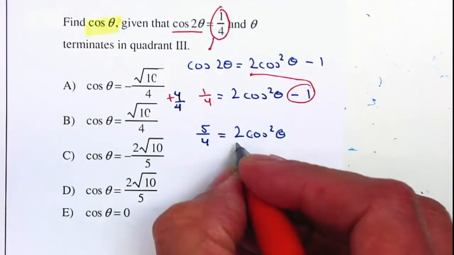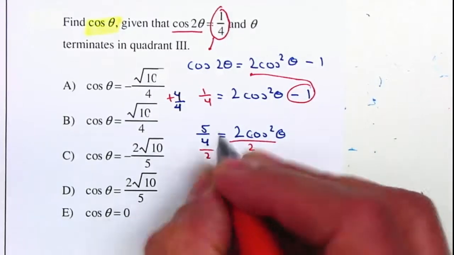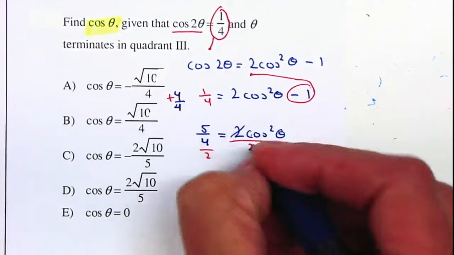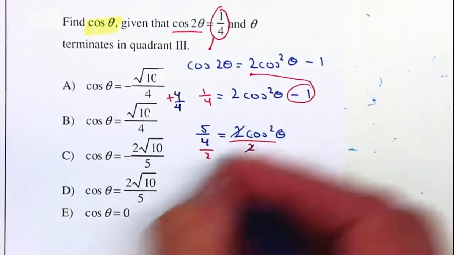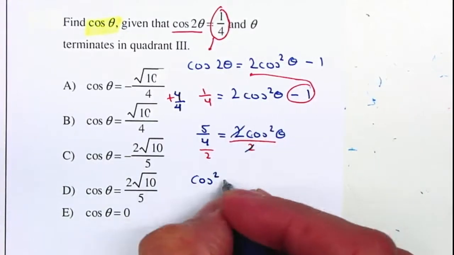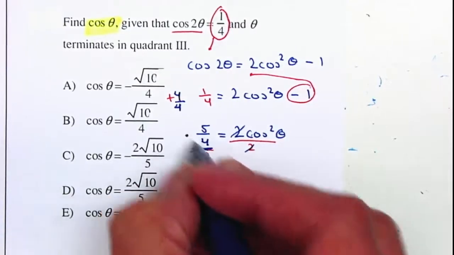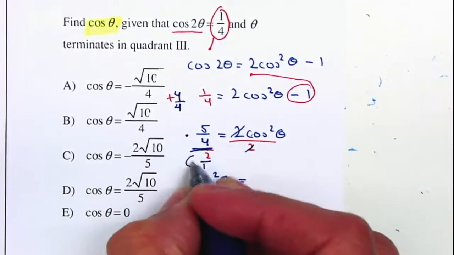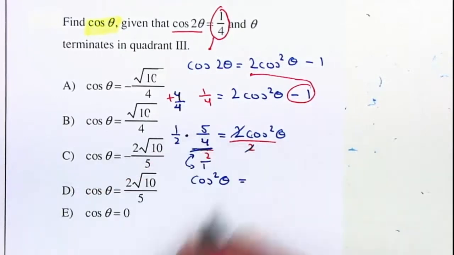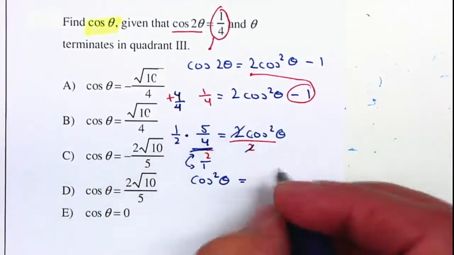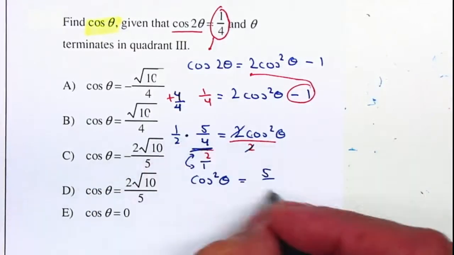I need to leave the cosine by itself, so I'm going to divide by 2. The 2's cancel. So I'm going to place my cosine square theta on the left, equal to, I'm going to change my division to multiplication by taking the reciprocal of the second fraction. So it'll be 1 over 2. So 1 times 5 is 5, 2 times 4 is 8.